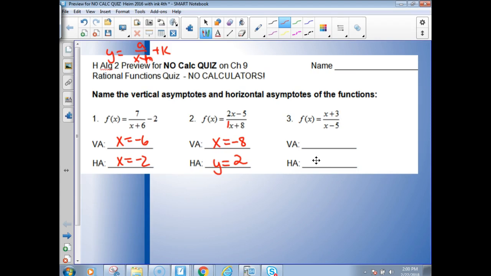Third one, you have a 0 in the denominator. 5 would make the denominator 0, so it's the vertical asymptote, x equals 5. And then it's again equal weight, degree 1 in the top, degree 1 in the bottom. So 1 over 1. Y equals 1 would be your horizontal asymptote.